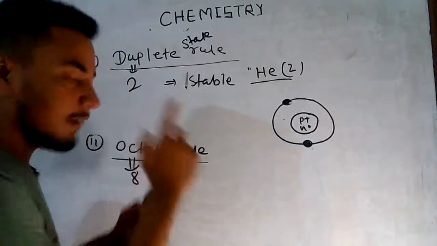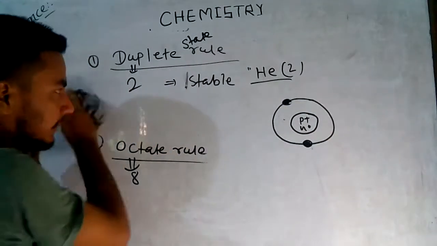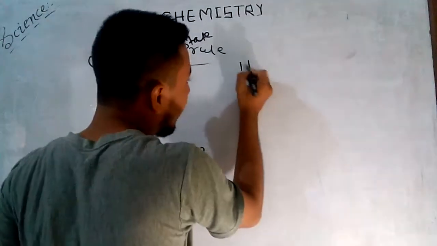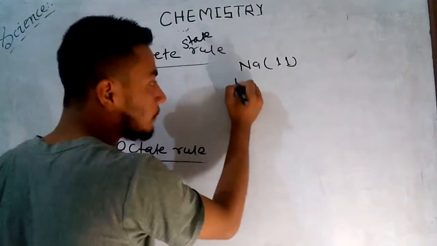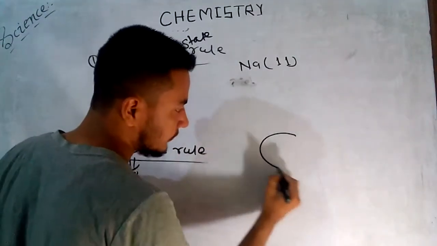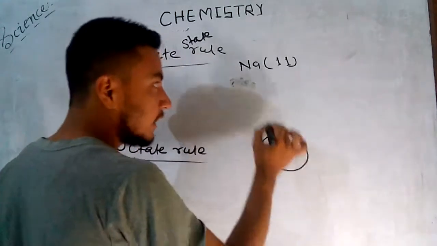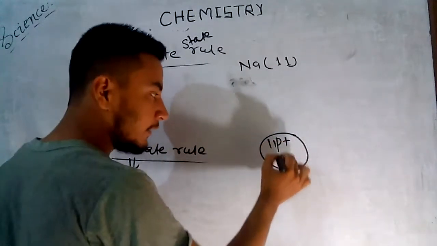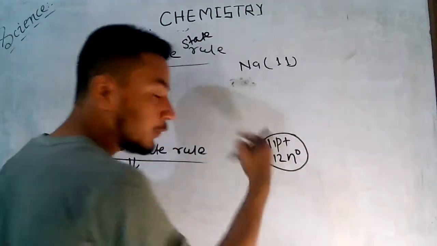Listen here, for example, I am drawing the atomic structure of sodium. Sodium, Na, has atomic number 11. The first one is our nucleus. Inside the nucleus there are protons, P plus. The atomic number is 11, so the number of protons is also 11, and if you see the chart, the number of neutrons is 12, with no charge.